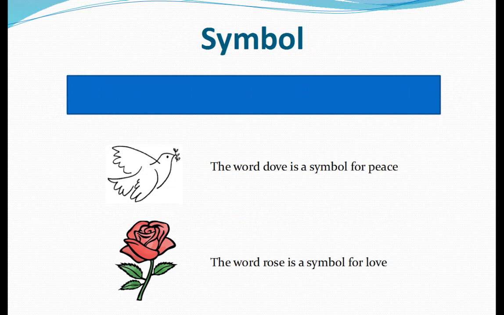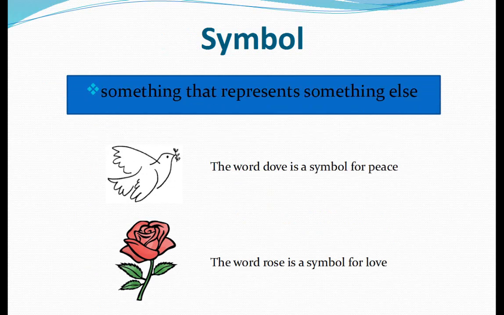Maybe you know from your native language that a dove represents peace and a rose often stands for love. If a rose is used in poetry to talk about love, we call this a symbol.